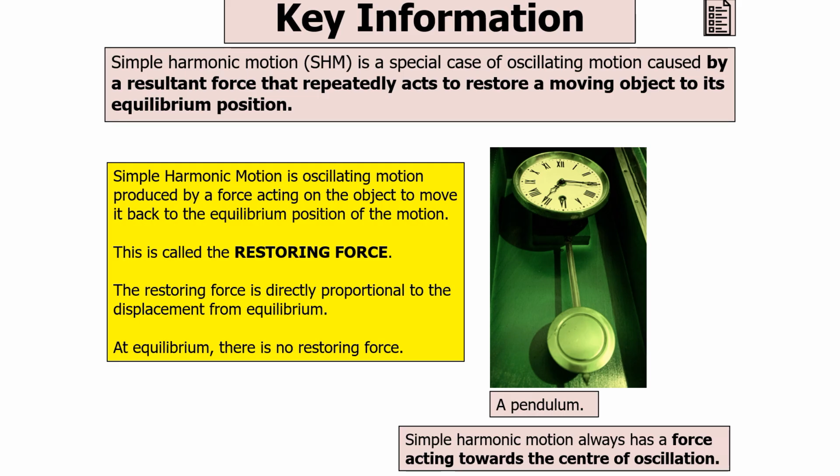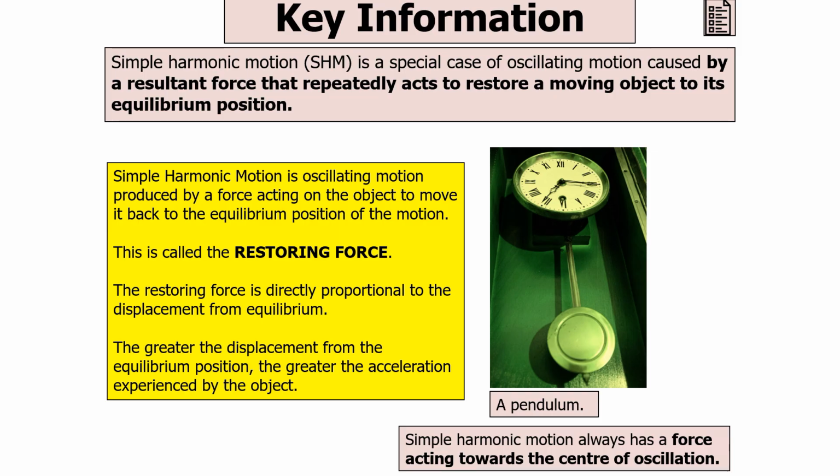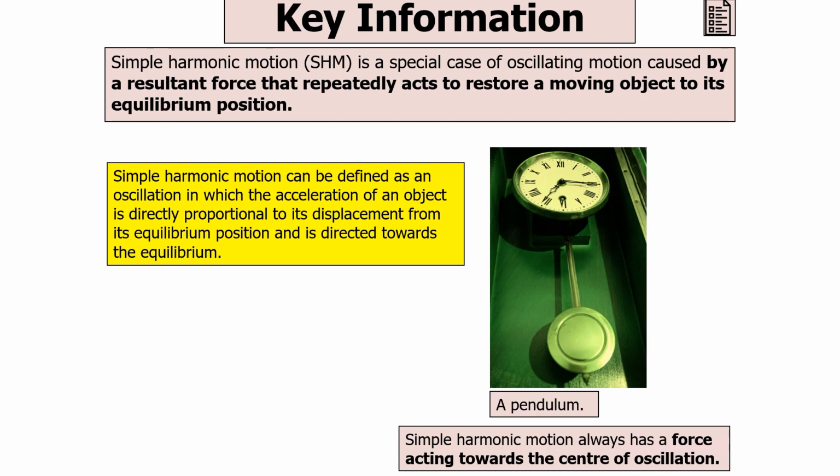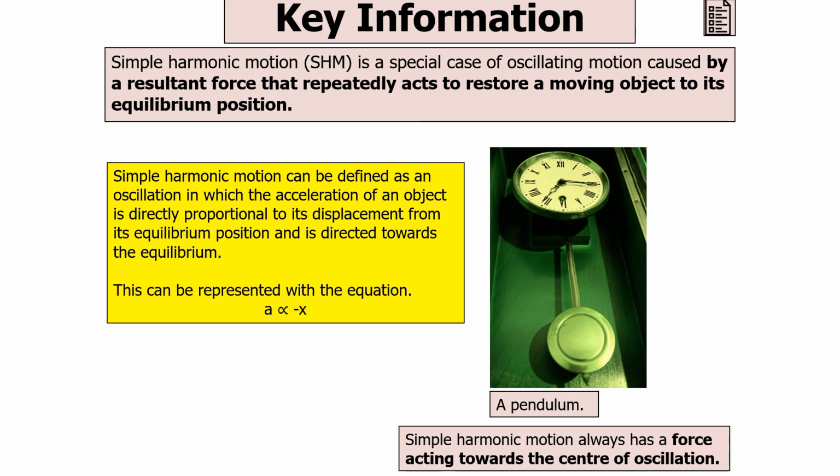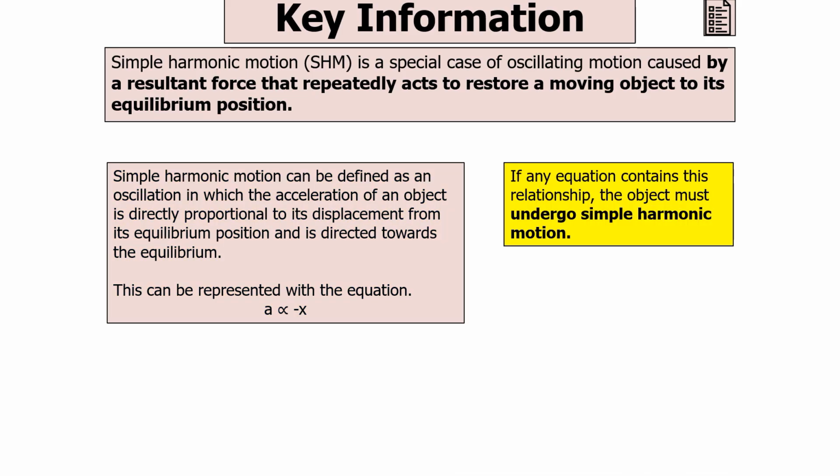Now, this also means that the greater the displacement from the equilibrium position, the greater the acceleration experienced by the object. So what we would say is that simple harmonic motion can be defined as an oscillation in which the acceleration of an object is directly proportional to its displacement from its equilibrium position and is directed towards the equilibrium. This can be represented with the equation a is directly proportional to negative x. If any equation contains this relationship, the object must be undergoing simple harmonic motion.